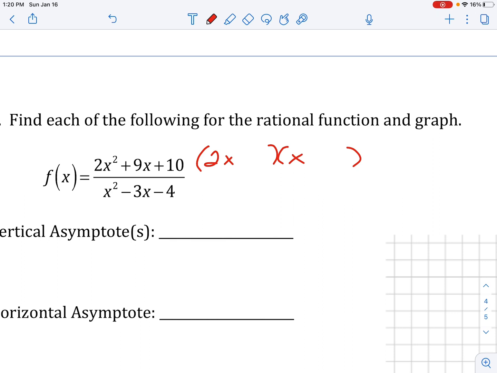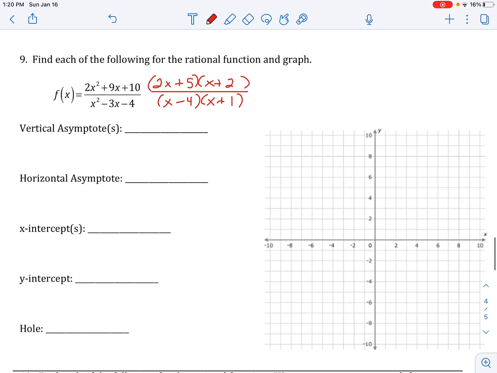So if we go 5 and 2, we've got to get 9 in the middle there, right? So if we went 2x plus 5 and x plus 2, looks like the top is factored. The bottom is going to factor into x minus 4 times x plus 1.